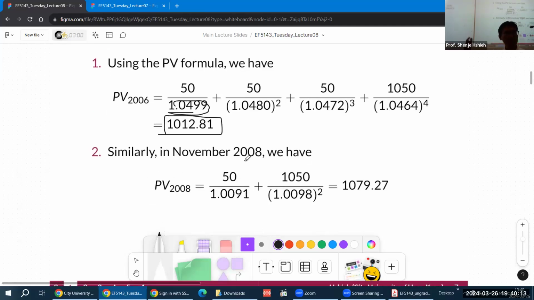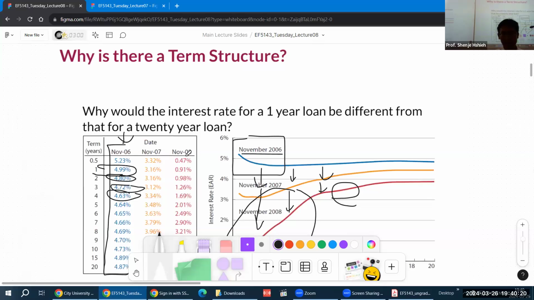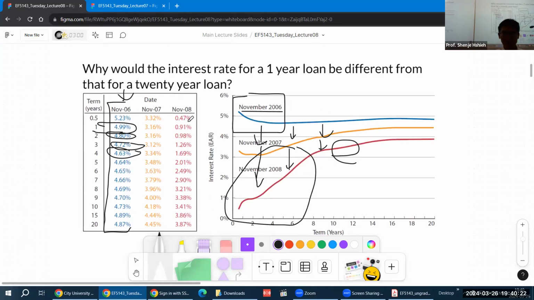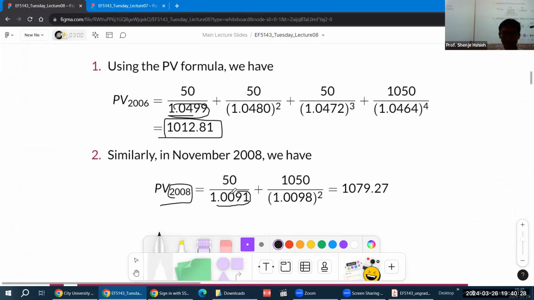For 2008, there's only 2 periods left, so we just use the 2008 term structure. So that's here. Notice that the numbers are super, super tiny, right? It's like 0.91%, and so forth. And you should get a value of this. Okay. So that's why you use the term structure. Cool.